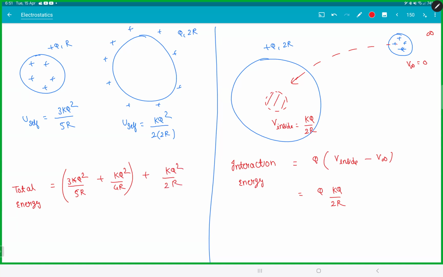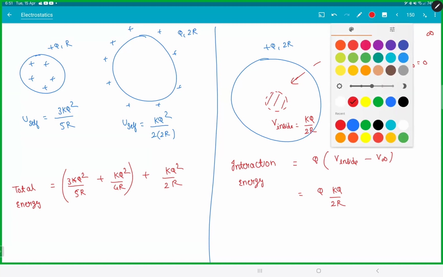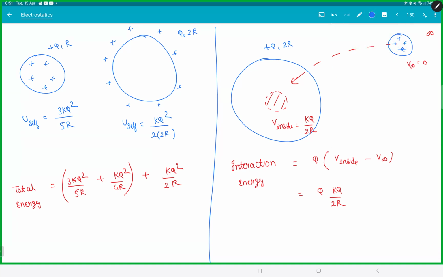Is this clear, everyone? So when you ask the total energy, this is how you do it. So 2 self energies and 1 interaction energy. Any doubts on this? Clear?